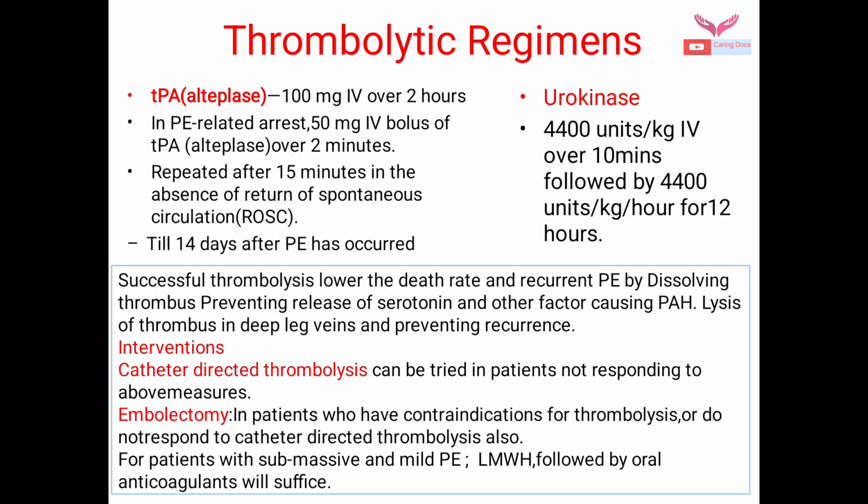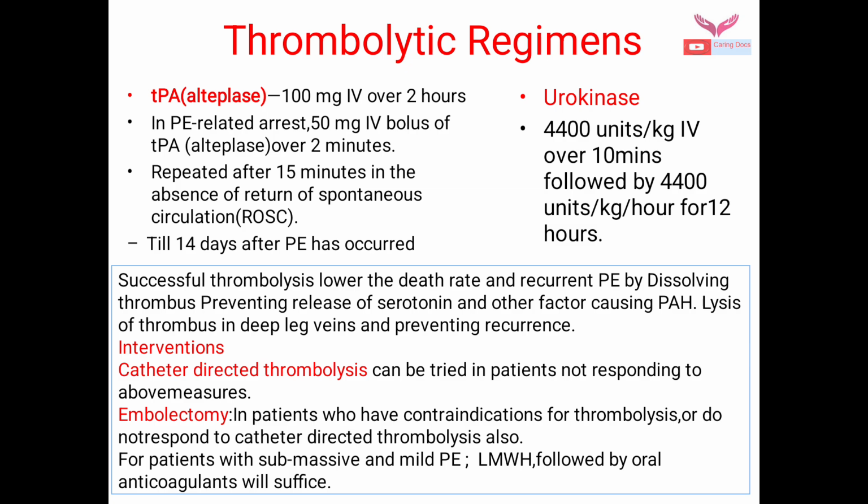Successful thrombolysis lowers the death rates and recurrent pulmonary embolism by dissolving the thrombus and prevents the release of serotonin and other factors causing PAH. It also causes lysis of thrombus in deep leg veins, hence preventing the recurrence.